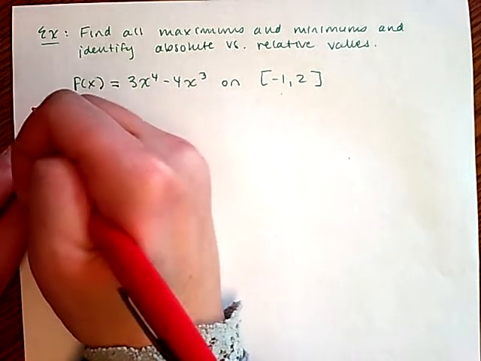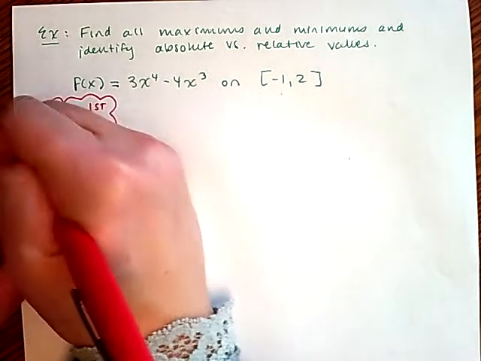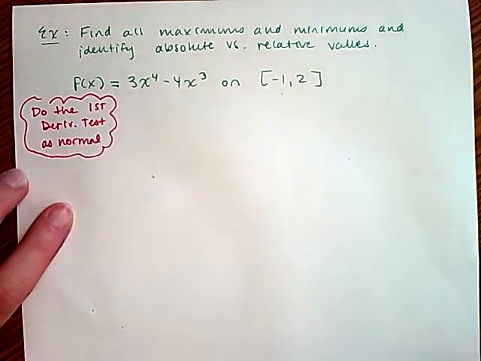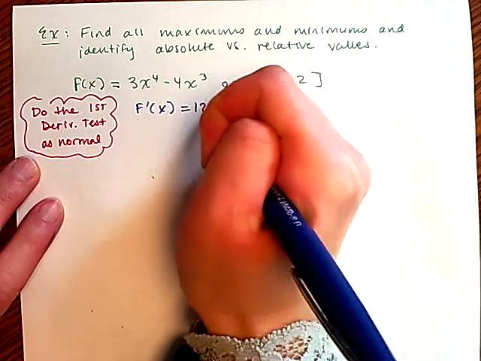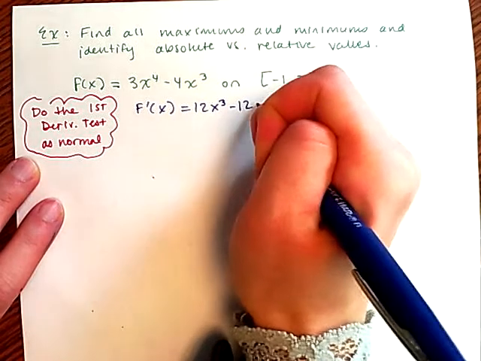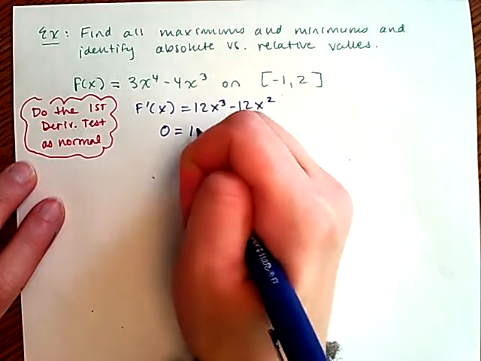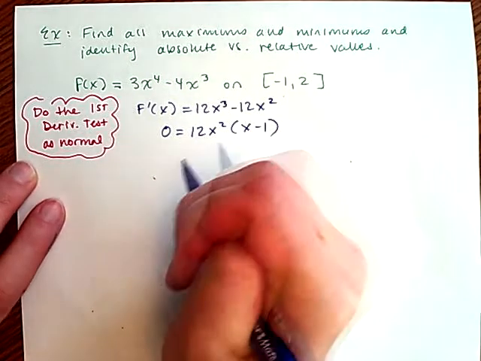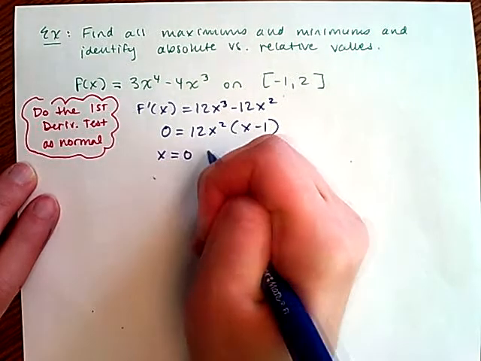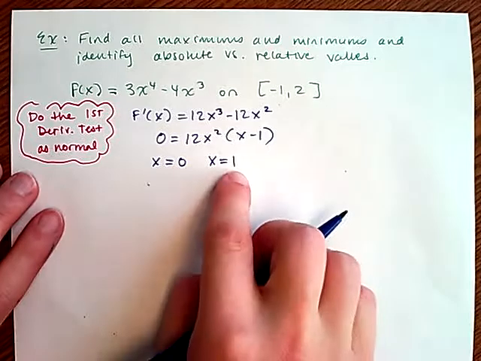Just like we've been doing it, so we'll say as normal. I'm going to take the derivative. I get 12x to the third minus 12x squared. I'm going to set it equal to 0 and factor out 12x squared. I'm left with an x minus 1. Set both of those factors equal to 0, so I get x equals 0 or x equals 1. Now, I have my critical points.